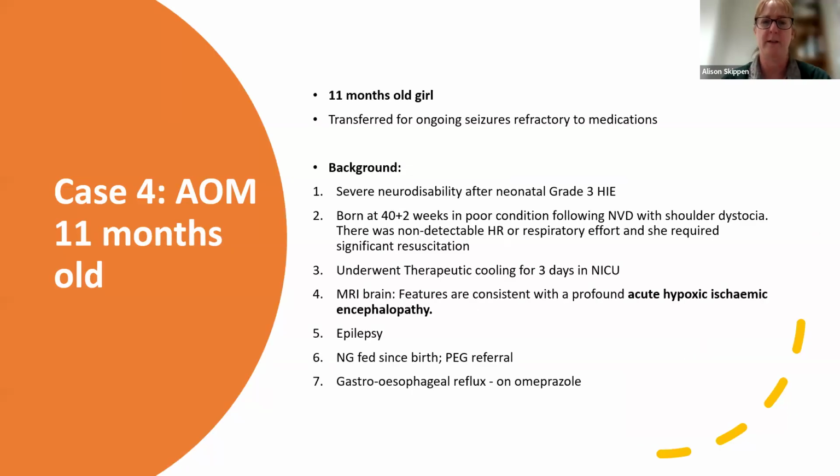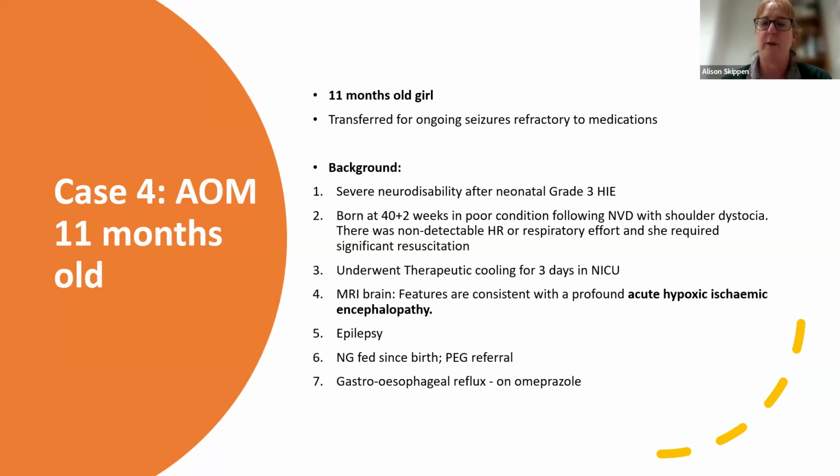And then I think I'll just do this as the last case because we're already at almost 7 o'clock. This was a child who was 11 months old and was transferred to the John Radcliffe for ongoing seizures which were refractory to medications. She was transferred from her local hospital for a tertiary neurology opinion. She had a background history of severe neurodisability after neonatal grade 3 HIE. She was born at term in her local maternity unit, but there was shoulder dystocia.